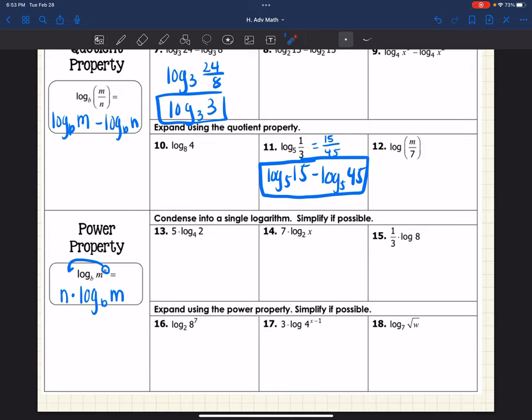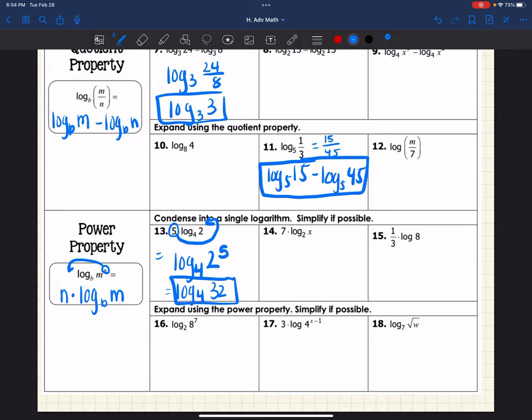So condensing into a single log. Here, they give me a number up in the front of my log base 4 of 2. So this is the opposite. Rather than taking the exponent and dragging it to the front, I'm taking my front number and dragging it up to the exponent. So it'll be log base 4 of 2 to the 5th. And what is 2 to the 5th power? Well, that is equivalent to log base 4 of 32. So that would be your condensed single logarithm.